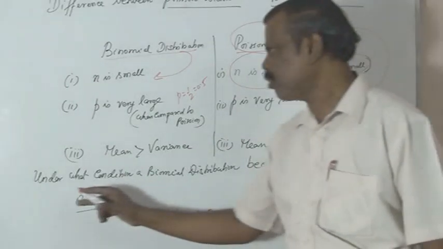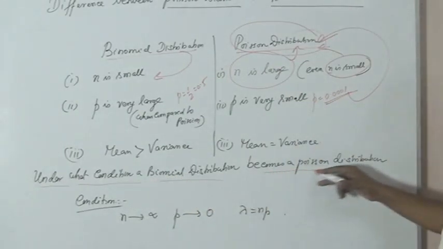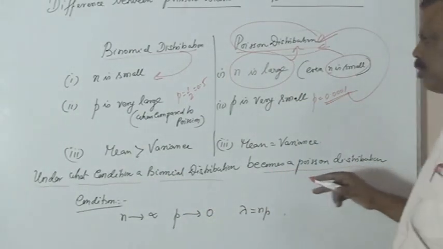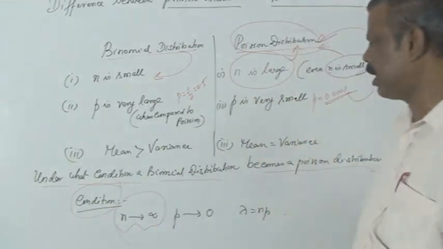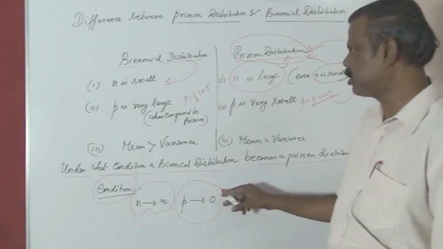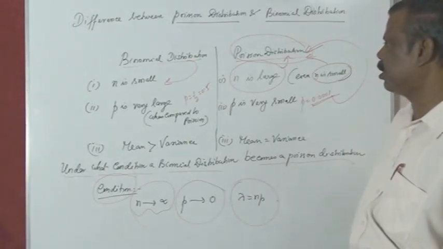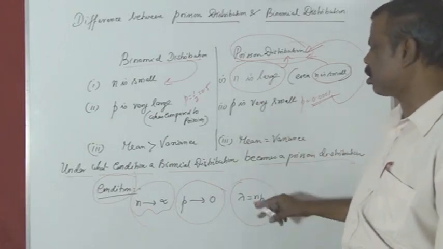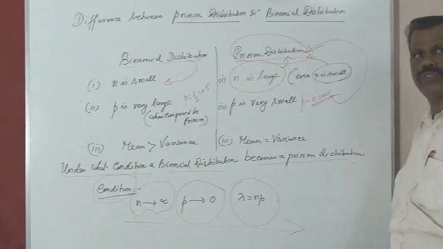Here I am asking one question: under what condition does a binomial distribution become a Poisson distribution? The conditions are n tends to infinity, which means that n is a large value, p tends to 0, which means that p is a very small value, and lambda is equal to np. So these three conditions can be put in a single line. This can be asked as a 1 mark question also.